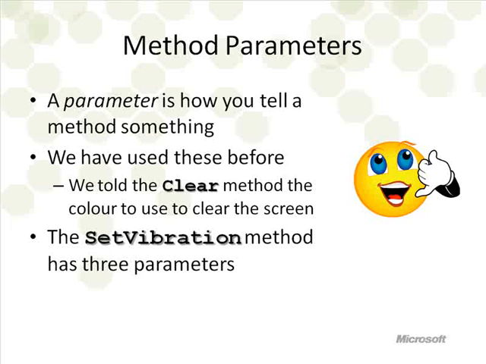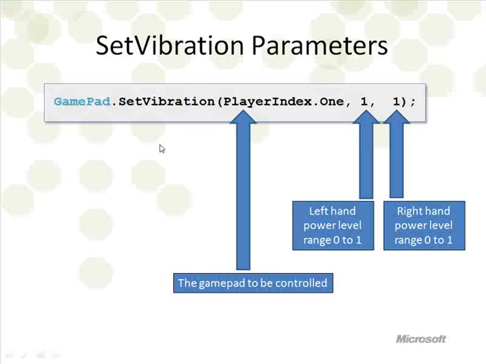The parameter is the piece of information that gets pushed into the method call to tell the method what to do. When we use a clear method, we say, I'd like the screen to be blue or green or black or yellow or teal or whatever colour we want. In the case of the vibration, I'm telling you which gamepad to hit, the left-hand power level, and the right-hand power level.